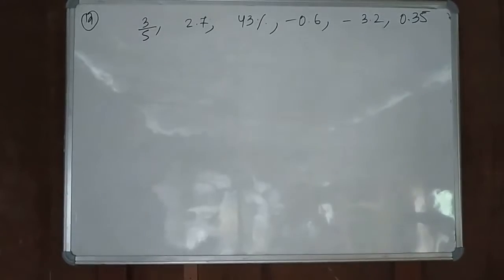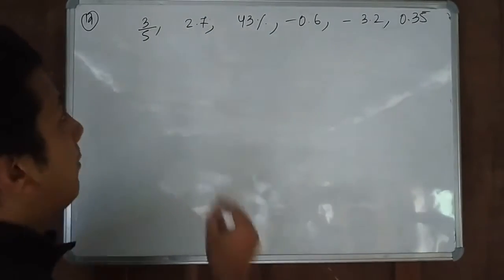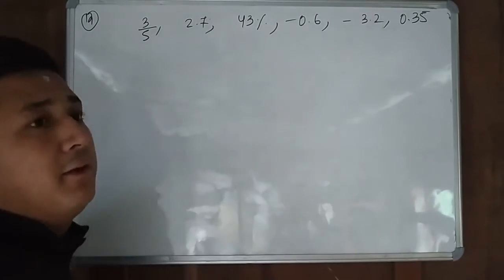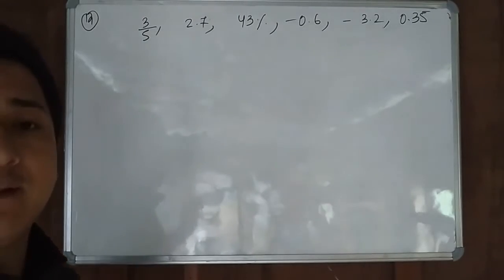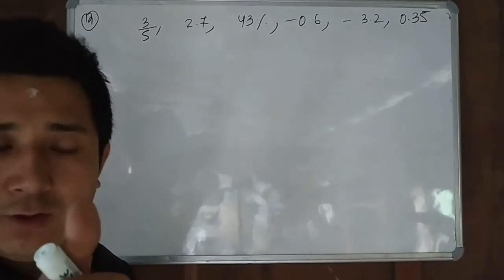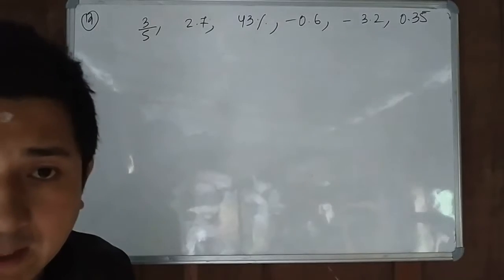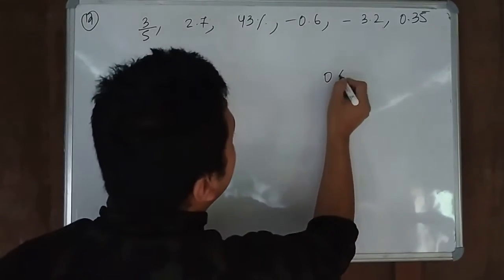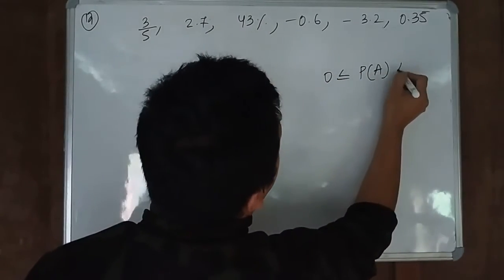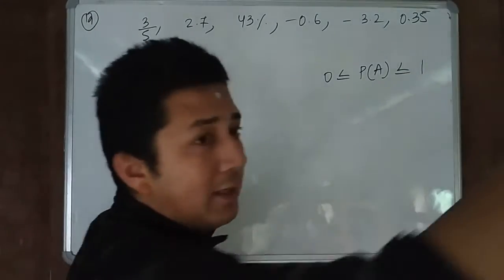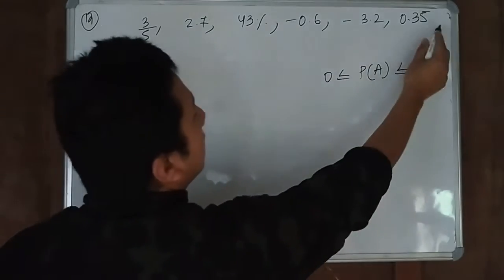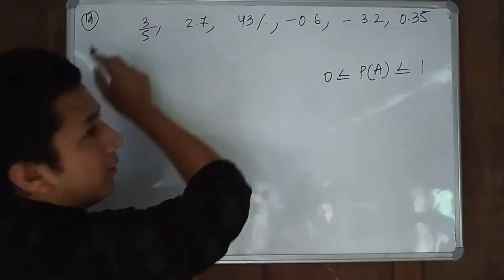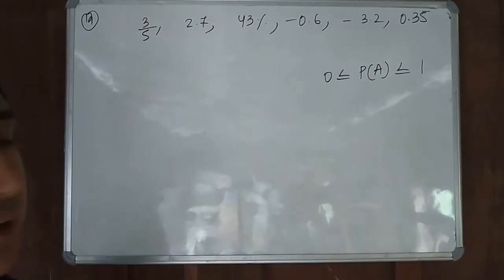Now boys, question number 12 is very simple and also very important for us to understand. Among all these, which are not the probabilities of any event? I've told you the value of the probability of any event will be either a fraction or a decimal, but it cannot exceed this range. It cannot be more than 1, and it cannot be less than 0. So among all these, which cannot be the probability of any event?